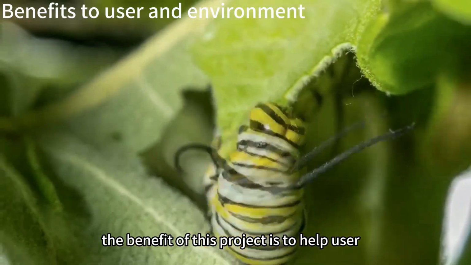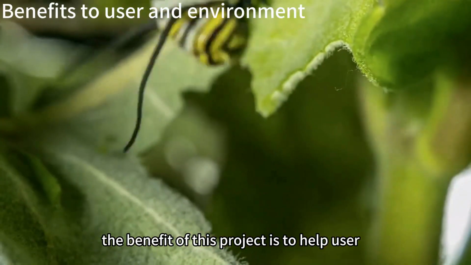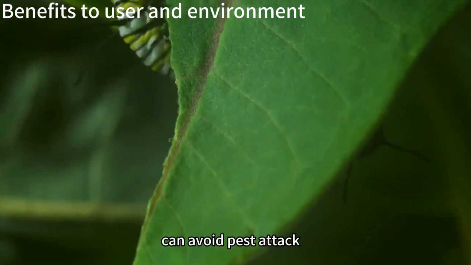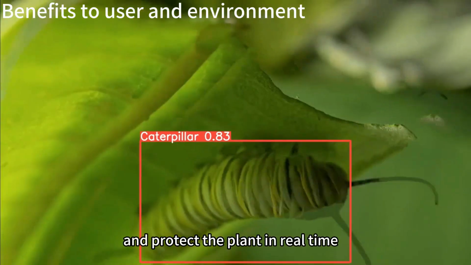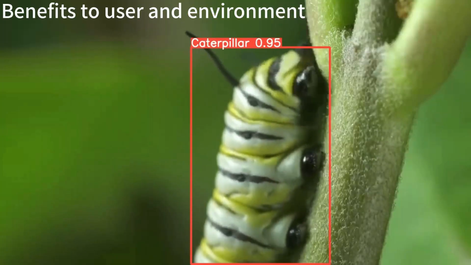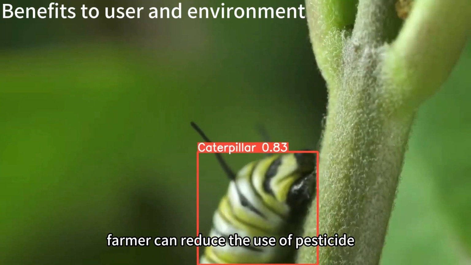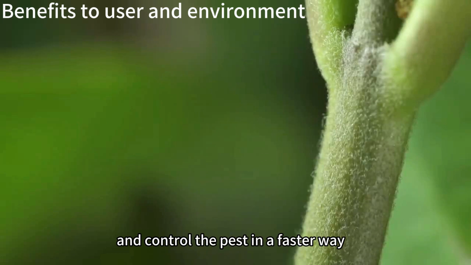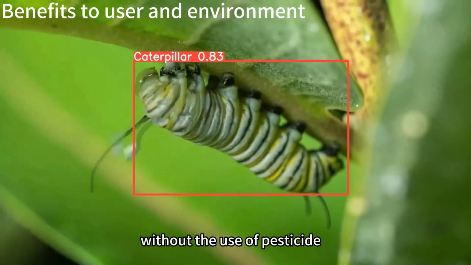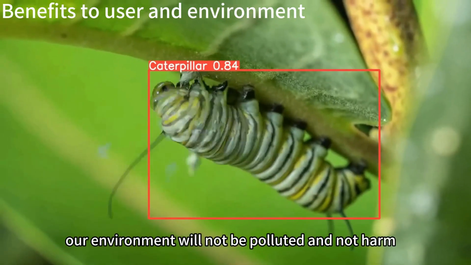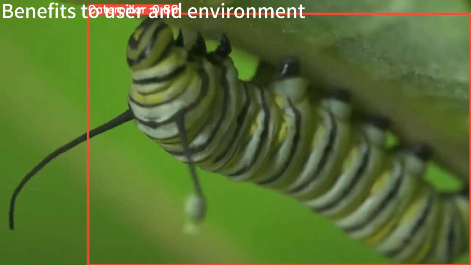The benefit of this project is to help users avoid pest attacks and protect the plant in real time. By using this system, farmers can reduce the use of pesticide and control the pests in a faster way. Without the use of pesticide, our environment will not be polluted and not harm our health.